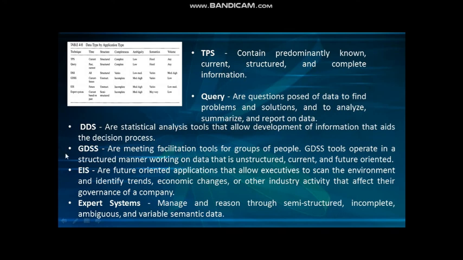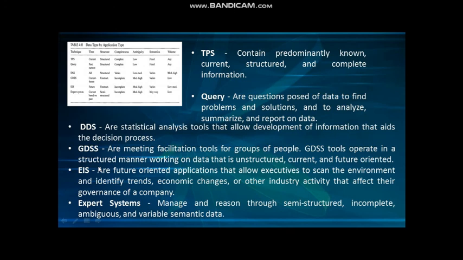We have here the GDSS, or meeting facilitation tools for groups of people. GDSS tools operate in a structured manner, working in data that is unstructured, current, and future-oriented. The GDSS mostly deal with data that is incomplete and contains semantics and other ambiguities.